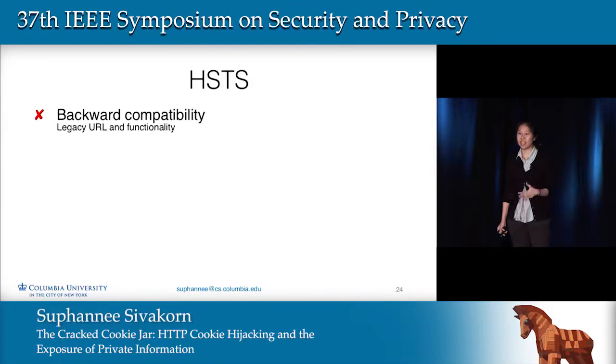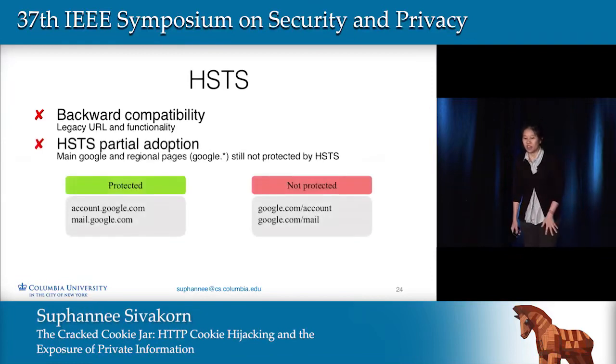One of the reasons is that they have some legacy URL or page or functionality that simply does not work on HTTPS, and they don't want to fix it. So if you are on HSTS, of course, every connection will be on HTTPS. This means that this thing will break. Another reason is partial adoption.